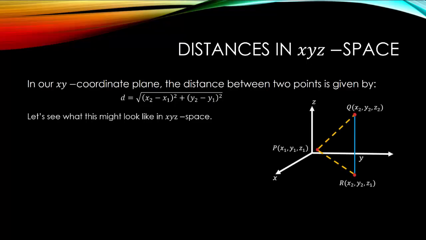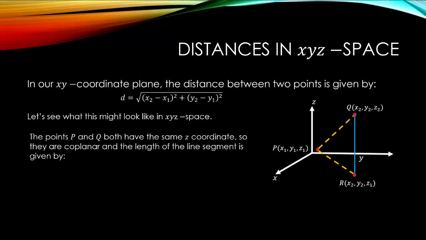I'm going to plot 3 points in xyz space. P has coordinates x sub 1, y sub 1, z sub 1. Q has coordinates x sub 2, y sub 2, z sub 2. And R has coordinates x sub 2, y sub 2, z sub 1. The points P and R both have the same z coordinate, so they are coplanar, and the length of the line segment PR will be given by the square root of the quantity x sub 2 minus x sub 1 squared plus the quantity y sub 2 minus y sub 1 squared.